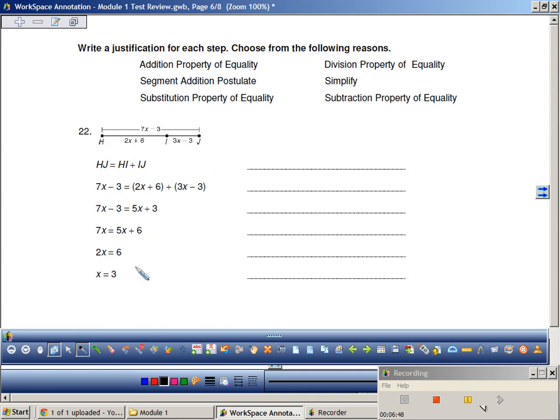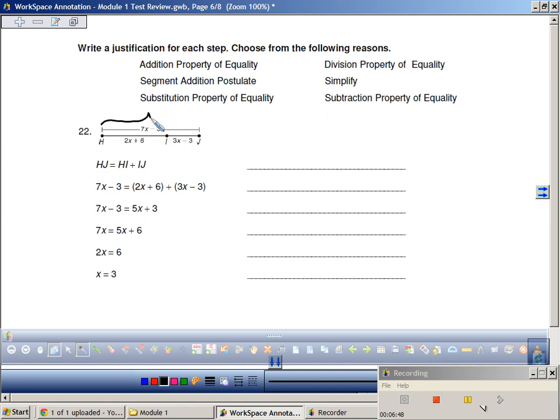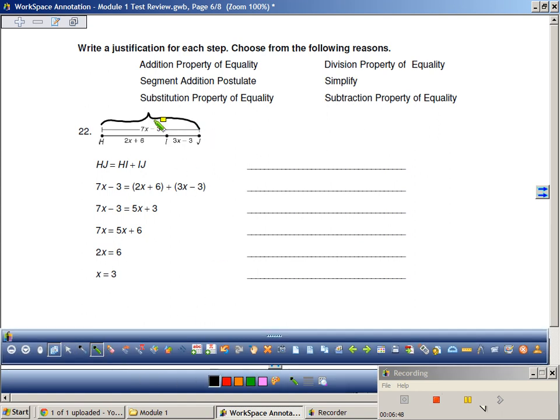This says I have Hj equaling Hi plus Ij. Well, Hj is this whole thing right here, correct? And they've actually given you that it equals 7x minus 3. So that's that.